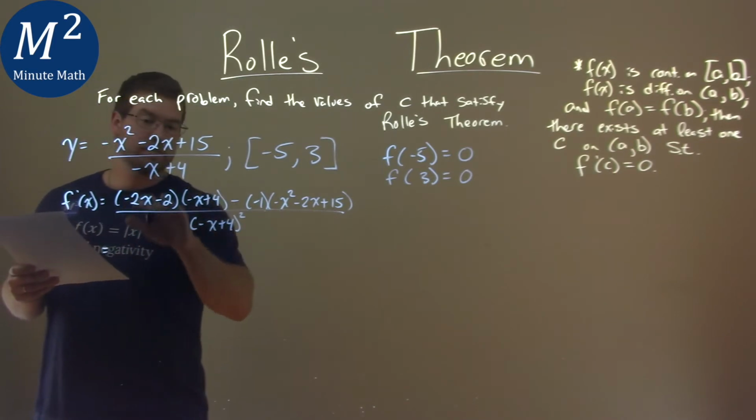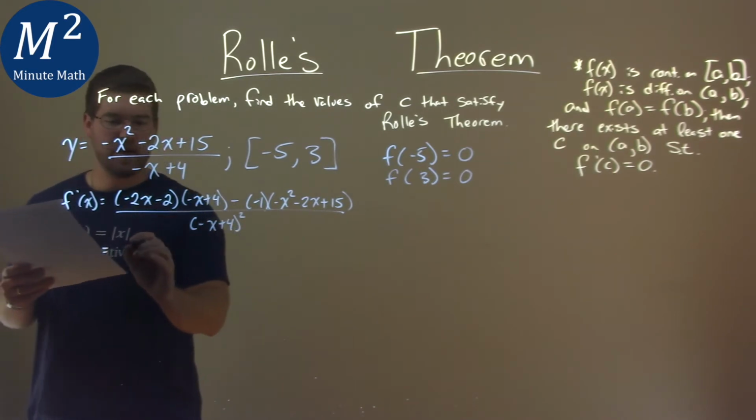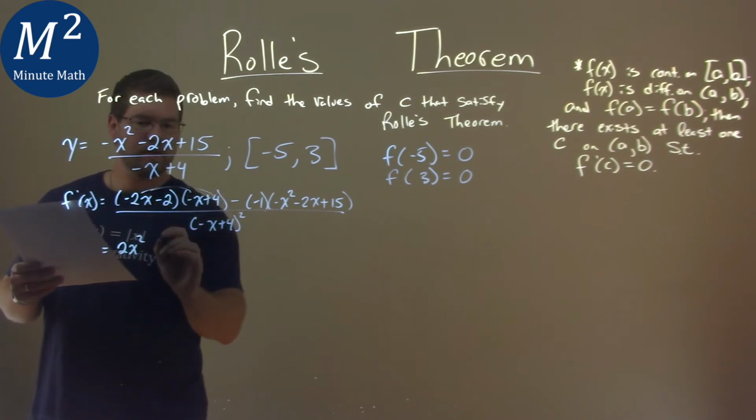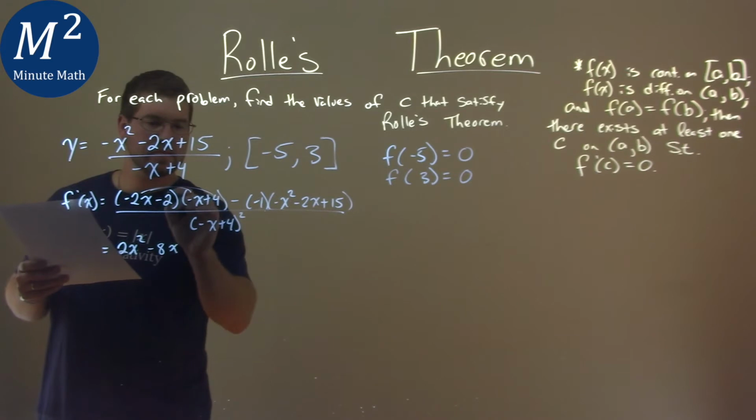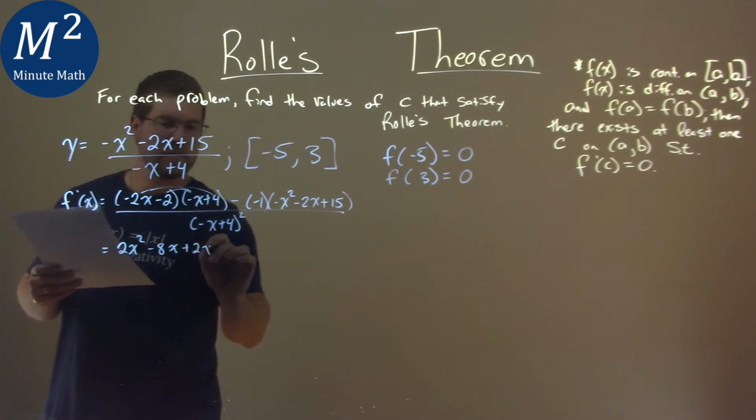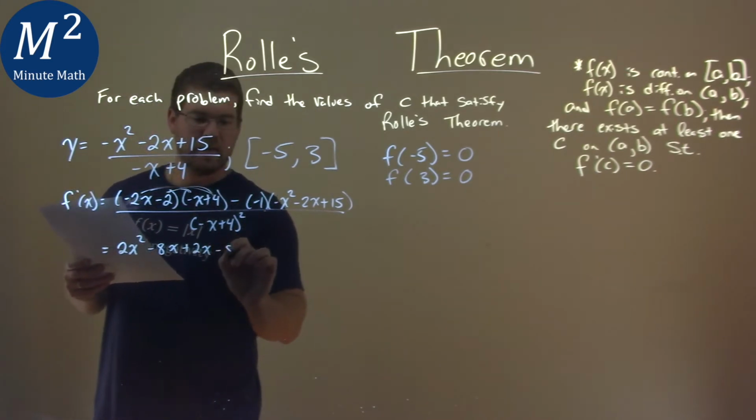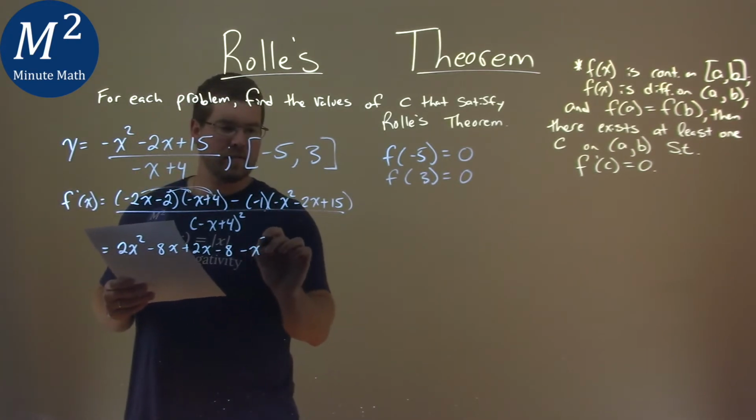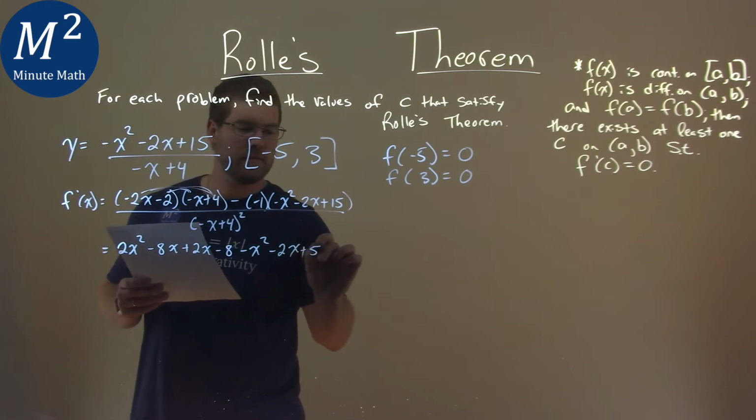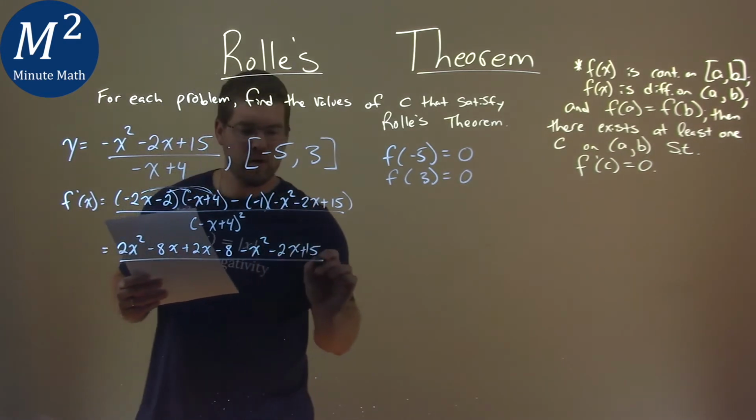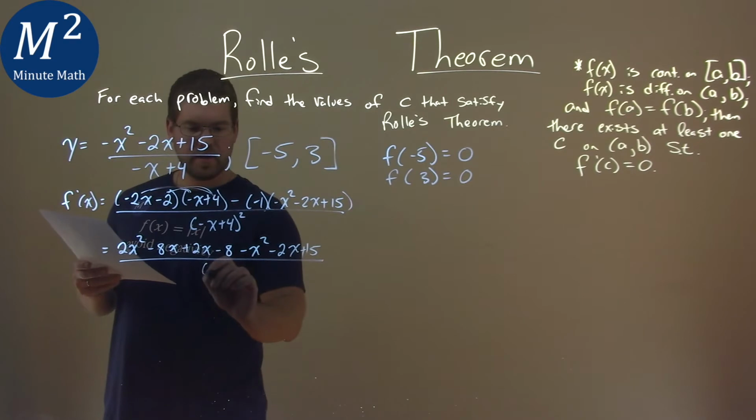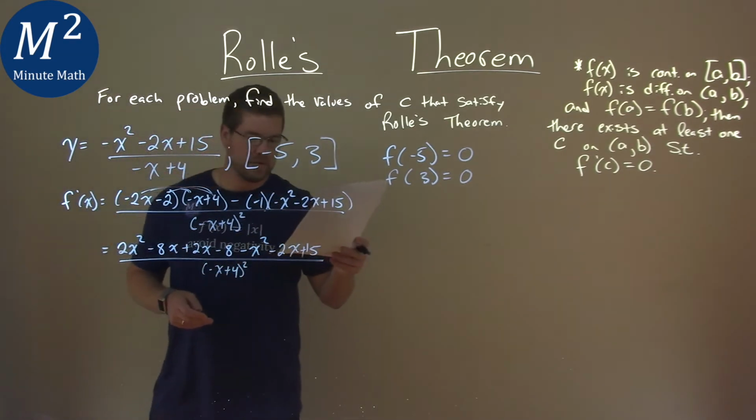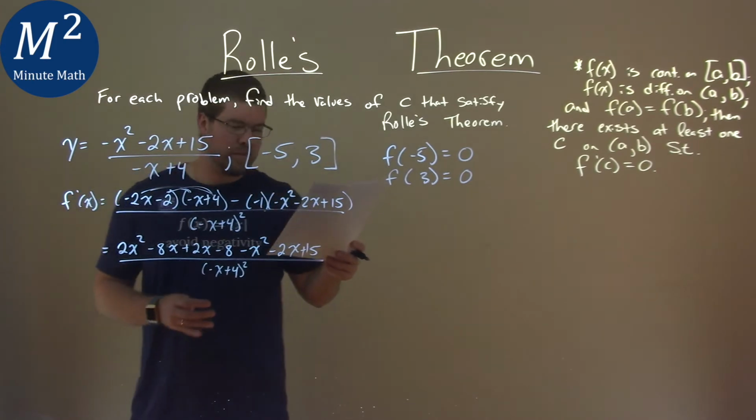Let's FOIL this first part. -2x times -x, we have a positive 2x squared. -2x times 4 is a -8x. Multiply that out, positive 2x here, and a -8 going on there. These negatives cancel to be positive, so we just have plus x squared minus 2x plus 15. All over here, a good old -x plus 4 squared. Just double checking so far, and we're good on my steps here.